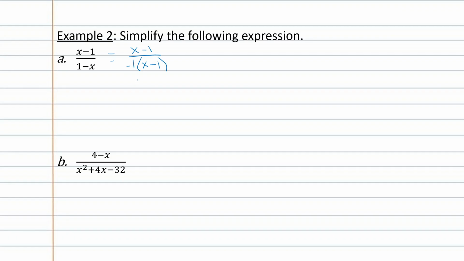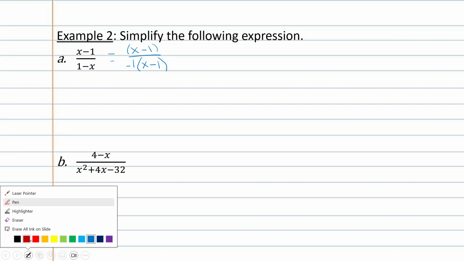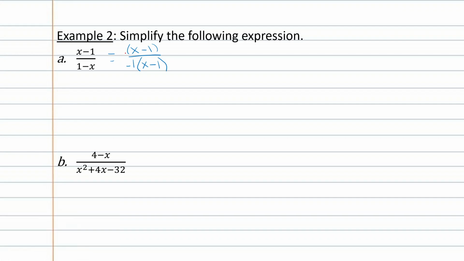If you can kind of see what I'm doing here, because now I have an x minus 1 in the numerator and an x minus 1 in the denominator. And that's going to allow me to cancel out the x minus 1 from the numerator and the denominator.